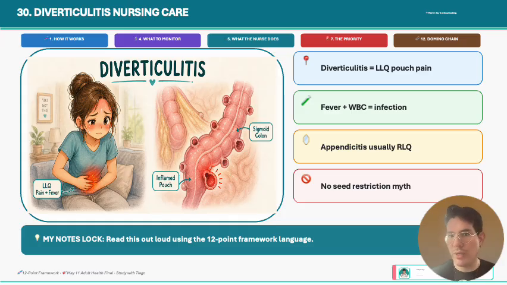I also want to avoid outdated seed and nut fear unless the current course specifically is tested, right? So the more current teaching usually does not require universal avoidance of seeds, nuts, or popcorn, right? But think of it like this. During the flare, let the bowel rest. After the flare, feed the prevention plan, okay?